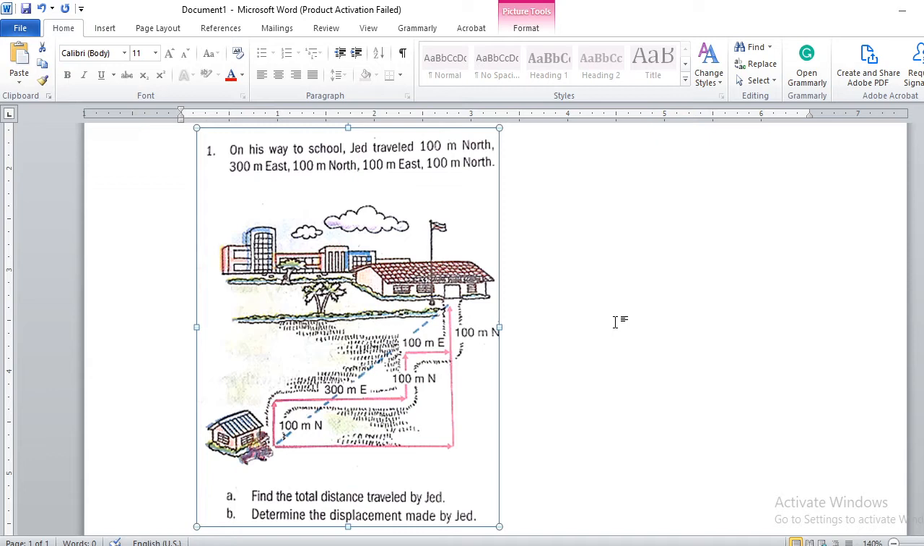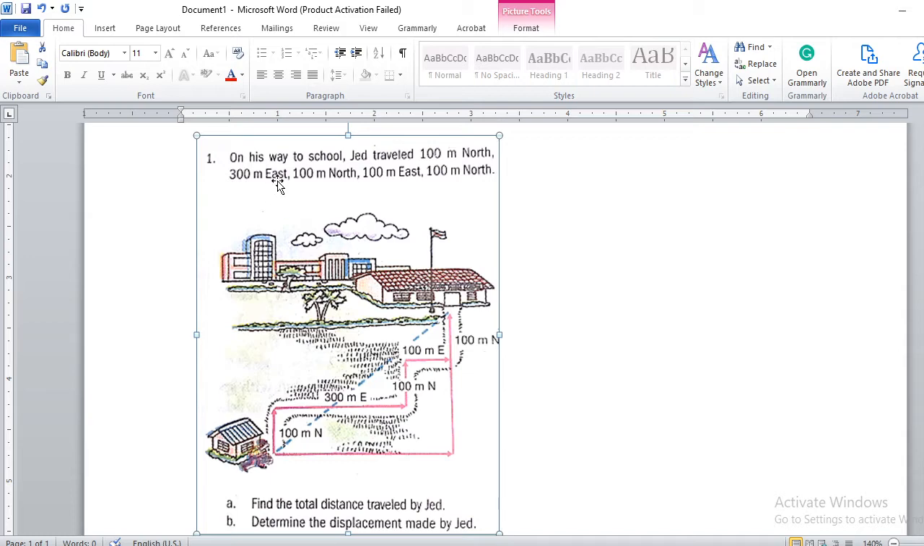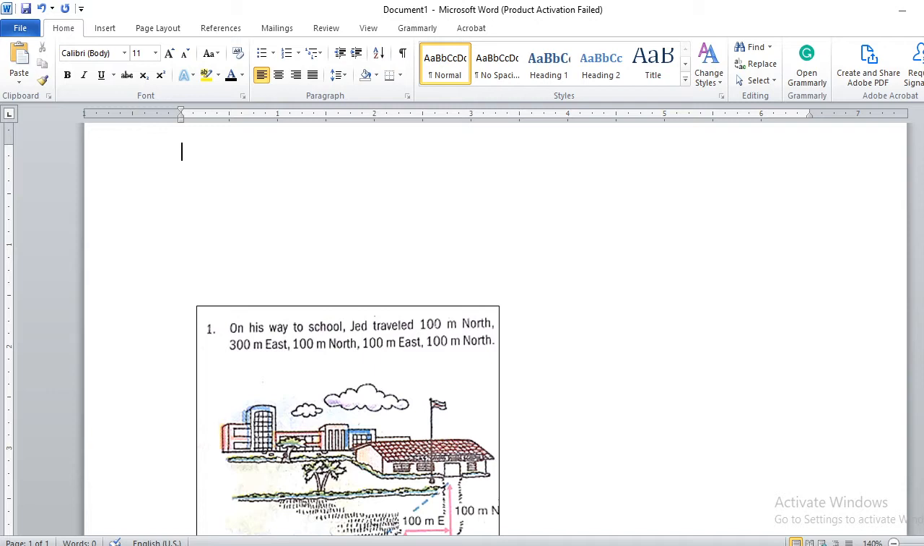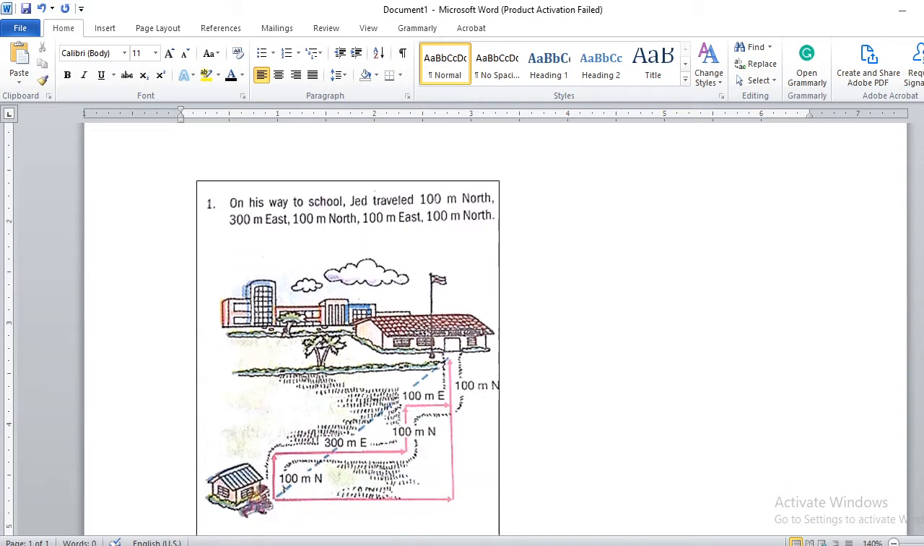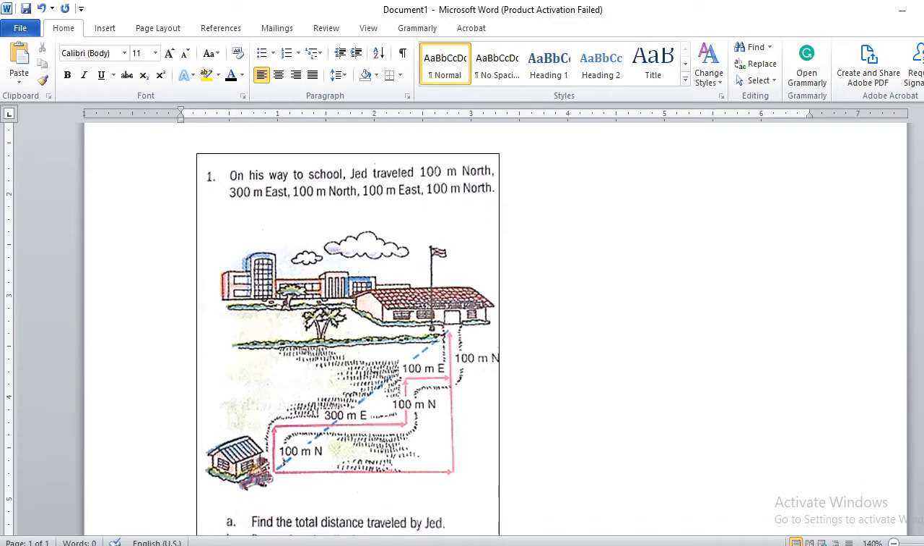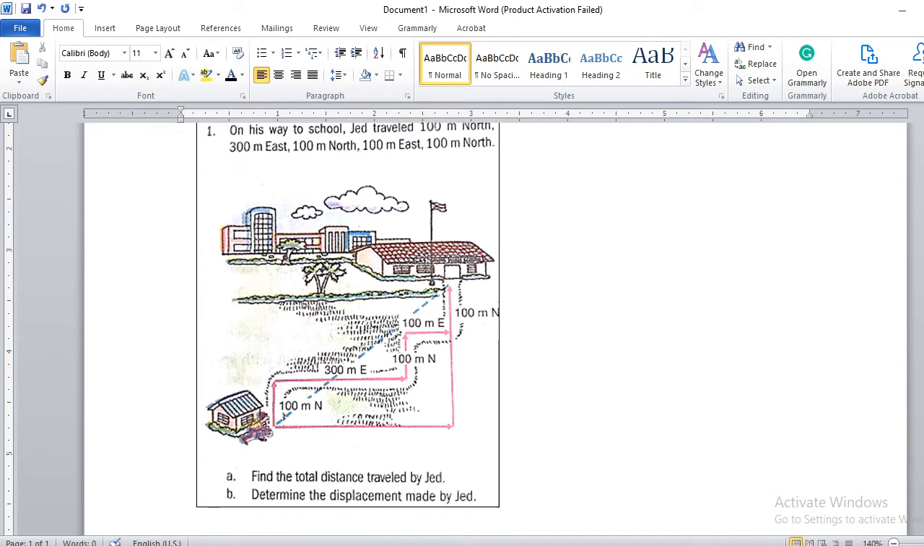I have here an example of our distance and displacement problem. On his way to school, Jed traveled 100 meters north and 300 meters east, 100 meters north, 100 meters east, and 100 meters north. So as you can see, this path is the total distance traveled by Jed.